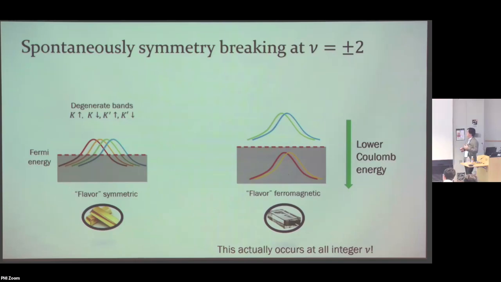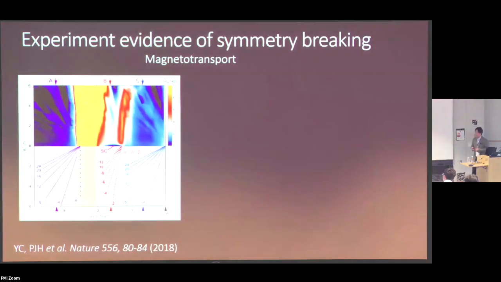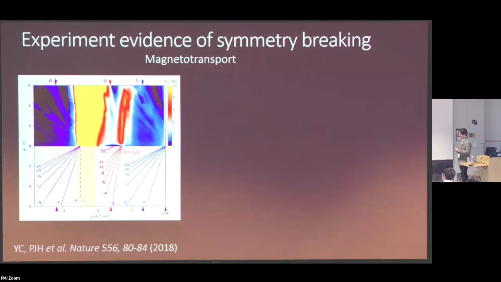So, from an experimental perspective, how do we know this is actually what's going on? Well, the earliest evidence for this is from the very early magnetotransport data in this magic angle twisted bilayer graphene, where you can see here that when the system is close to, I don't have the label of nu here, but just trust me that this region corresponds to around nu equals 2, okay?